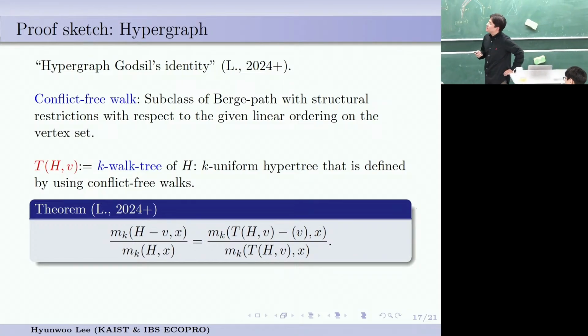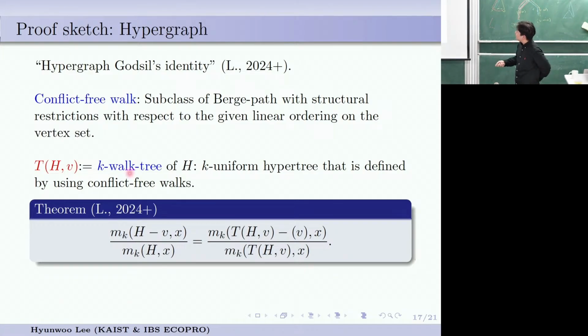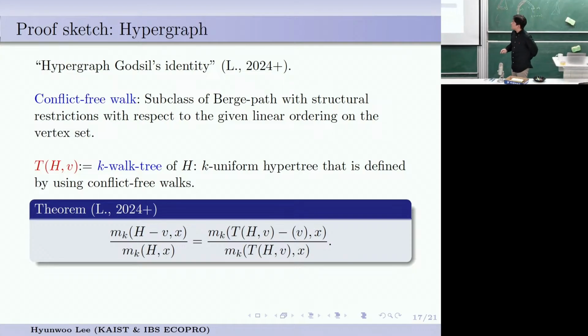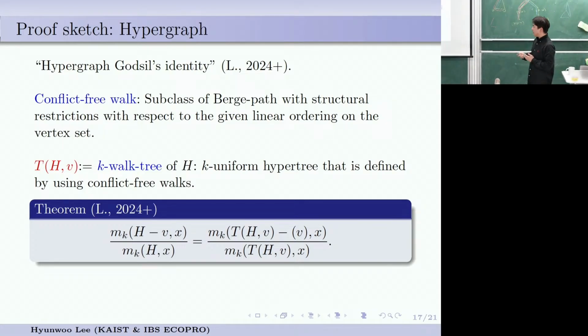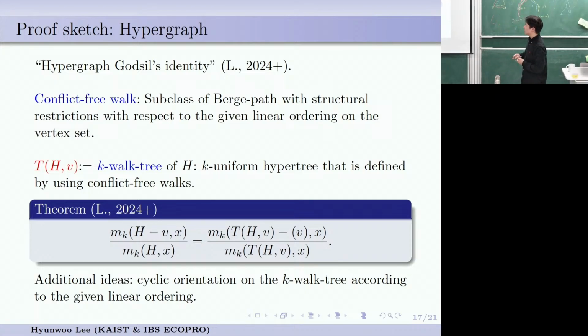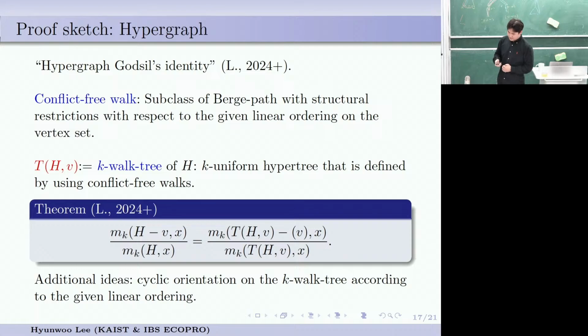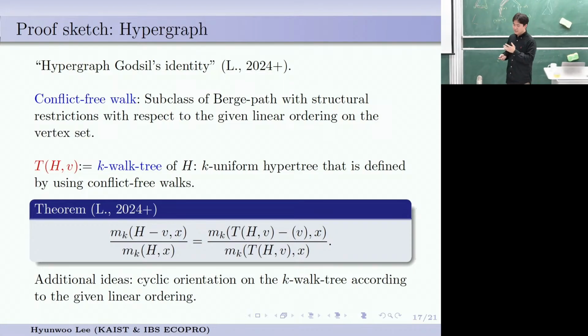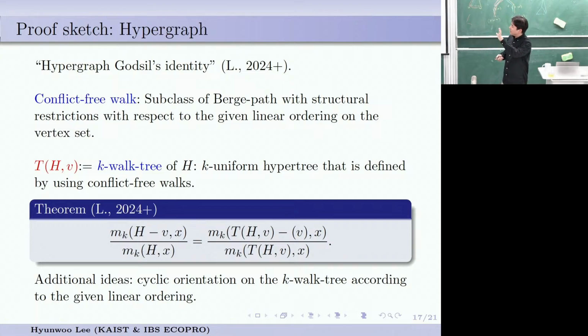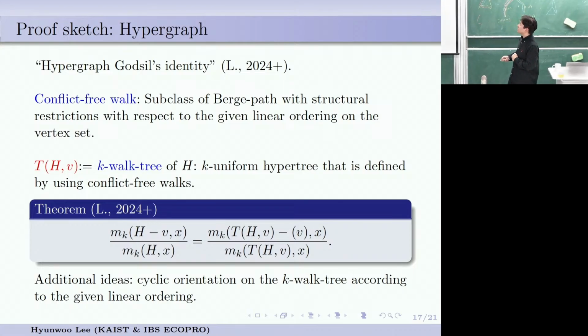Now, by using this hypergraph Godsil's identity, we are almost done, because we can extend several folklore theorems that I already showed to the hypergraph setting, and we also added some additional ideas. The additional idea is that since we are in the hypergraph setting, we cannot consider the adjacency matrix, because for hypergraphs the adjacency matrix is not well defined. To avoid this, our additional idea is giving some cyclic orientation. So we make it an oriented graph. We replace each edge with a directed cycle, and each directed cycle on this k-walk tree can be given by using the linear ordering, where this linear ordering is the same linear ordering defined in this complete framework.